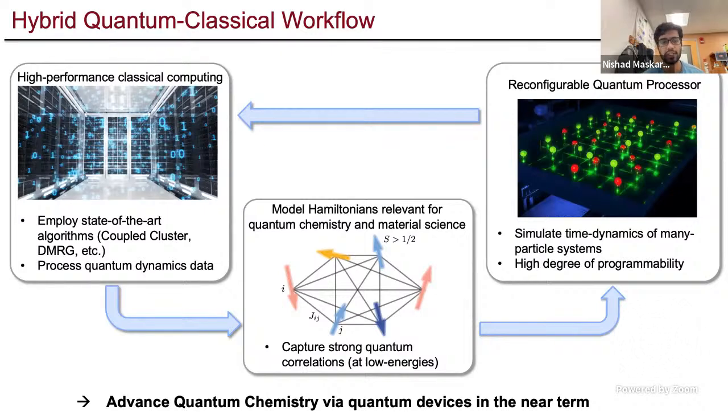This model Hamiltonian is going to essentially capture the important quantum phenomena that occur at low energies. Then we're going to take this model Hamiltonian and implement it in the reconfigurable quantum processor. And on the quantum processor, we're going to simulate time dynamics, which is the easiest thing for a quantum processor to do. And we're really going to use the programmability of some new devices in order to try and achieve this.